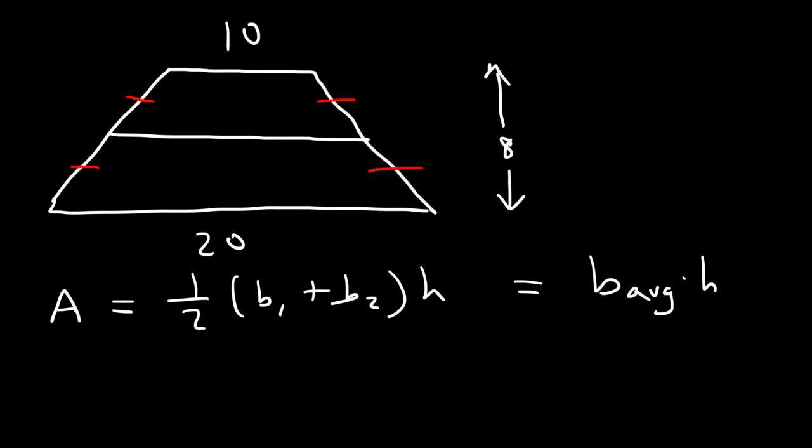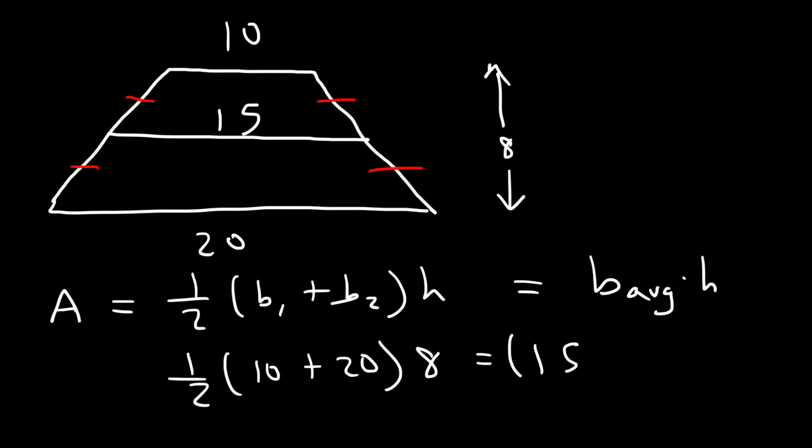So what's the midpoint of 10 and 20? The middle number of 10 and 20 is 15. So if we add up b1 and b2, which is 10 plus 20, and divide that by 2, 10 plus 20 is 30, and 30 divided by 2 is 15. The average base length is 15. And so if we multiply that by 8, this will give us the area of the trapezoid, which is 120 square units. And that's the answer for this example.